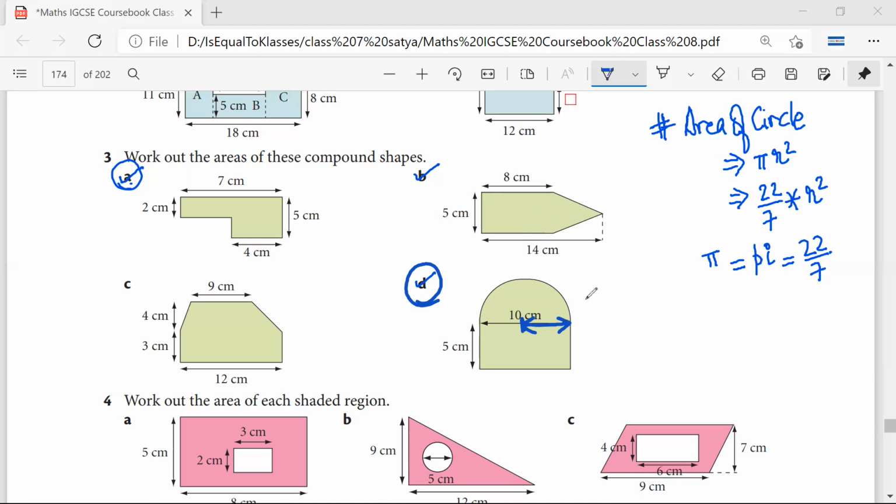So I didn't understand this. How do we find the curved part's area? Satya, have you done it? Yes, sir. I did the below part, but I didn't understand how to find the curved part area.